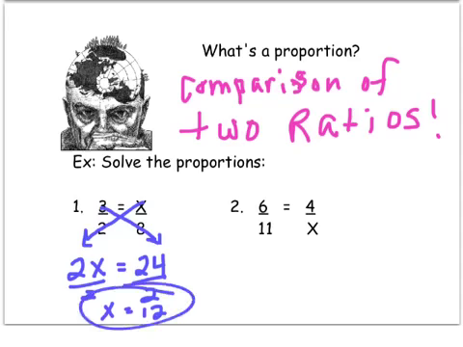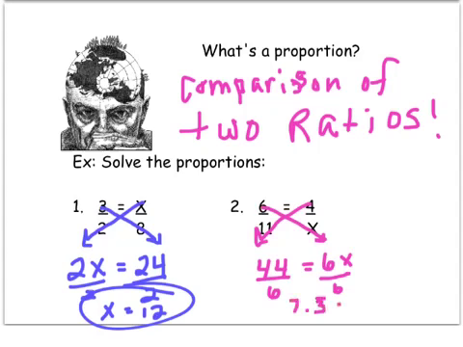Okay, let's do this next one. We're going to use the same strategy. We multiply across, so we get 44 equals 6x. Now we have a one-step equation. We divide both sides by 6, and we get 7.3 repeating equals x. Oh my goodness, is this awesome or what? Are you guys having fun?